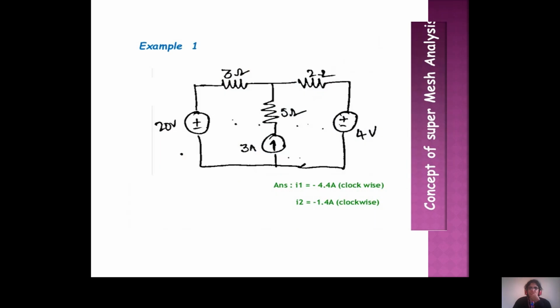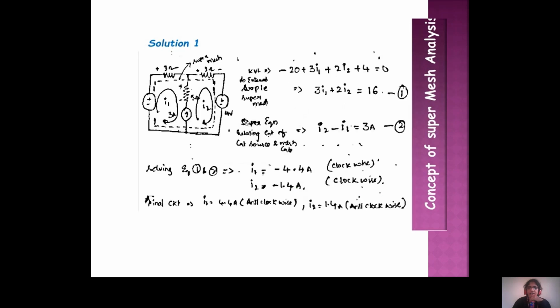So how do you consider it? When you observe here, there are two loops, but in the middle branch there is a current source. When there is a current source, you have to write that equation separately, and you have to consider the total equation as one loop. How do you write it? Minus 20 plus 3i1 plus 2i2 plus 4 equal to 0. So 3i1 plus 2i2 equal to 16. The total of I1 and I2 is considered as one loop only.